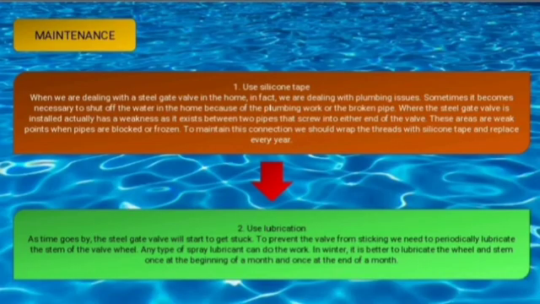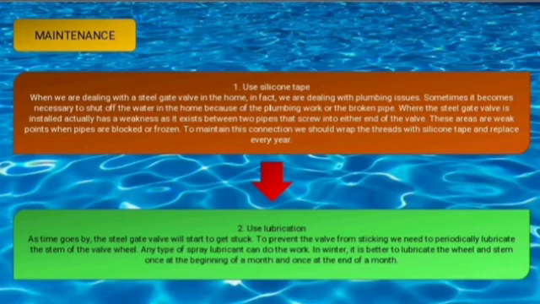So next is maintenance. Firstly, use silicone tape. When we are dealing with a steel gate valve in the home, in fact we are dealing with plumbing issues. Sometimes it is necessary to shut off the water in the home because of plumbing work or a broken pipe. Where the steel gate valve is installed actually has a weakness, as it exists between two pipes that screw into either end of the valve. These areas are weak points when pipes are blocked or frozen. To maintain this connection, we should wrap the threads with silicone tape and replace it every year.